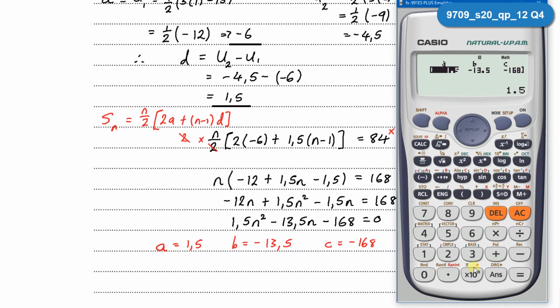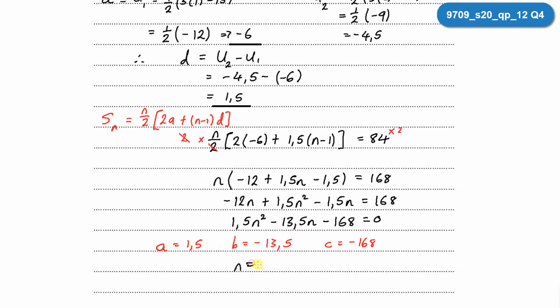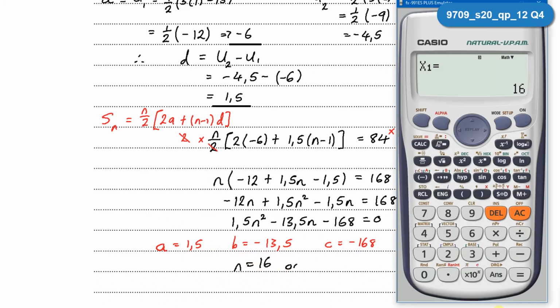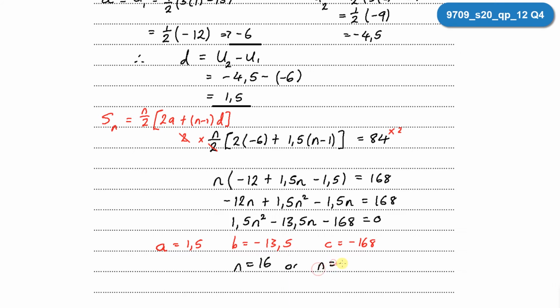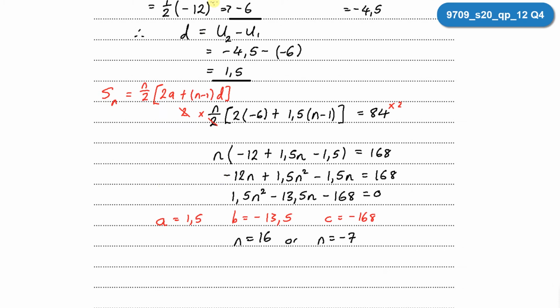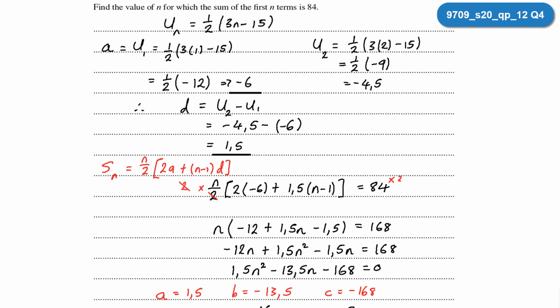which means that I can now say the first value after solving this quadratic equation is 16. So n should come out as 16, or the second value comes out as minus 7. So n is equal to minus 7. So we have two values of n here. But since n is the number of terms, it has to be positive. So n is equal to 16. So the number of terms as required by the question is 16. So that's the answer right here to this question.